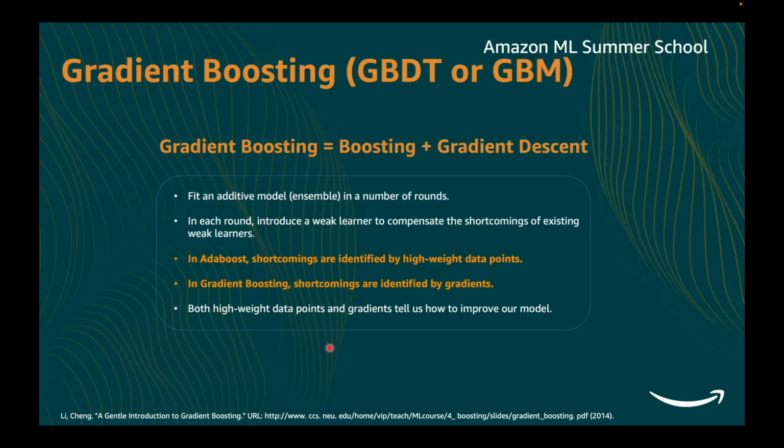Now, the difference between AdaBoost and gradient boosting is that in AdaBoost, the shortcomings are identified by your high weighted data points. The vector where the probability scores were high, that is how you identified which data points to focus on. Over here, the data points are identified by the gradients, the residuals, essentially. And where there's a very high residual value, that means the model so far is not able to predict it very well, and therefore the model should learn that much better. So both high weighted data points and gradients tell us how to improve our final combined model in the boosting procedure.